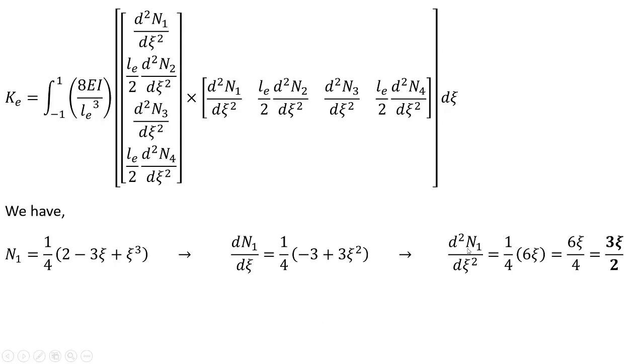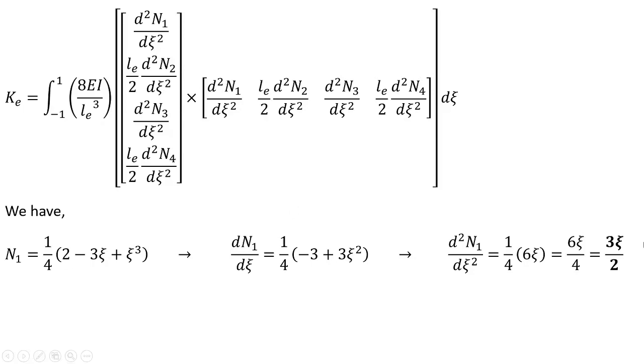Once again I'll differentiate this to get d square n1 divided by d zeta square. So 1 by 4 as it is, 3 is a constant, 0. The differentiation of zeta square is 2 zeta, but 3 is already there, therefore it becomes 6 zeta. Therefore the final value is 6 zeta divided by 4, and after simplification I'll get 3 zeta divided by 2. This is the entire value of d square n1 divided by d zeta square.